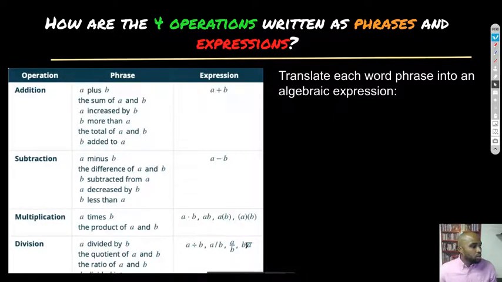All right. So we've got to translate each word or phrase into an algebraic expression. So let's practice that.